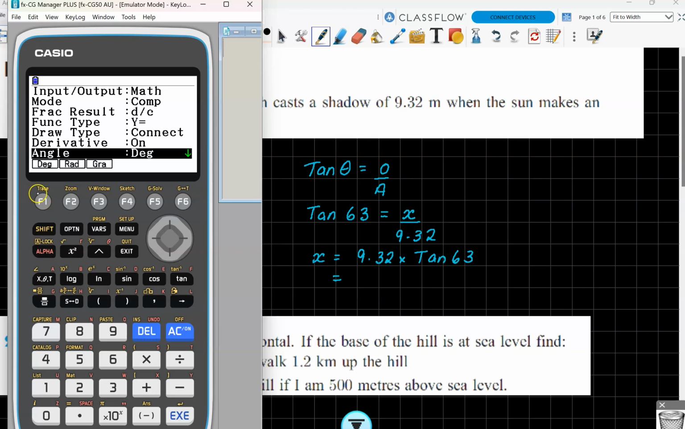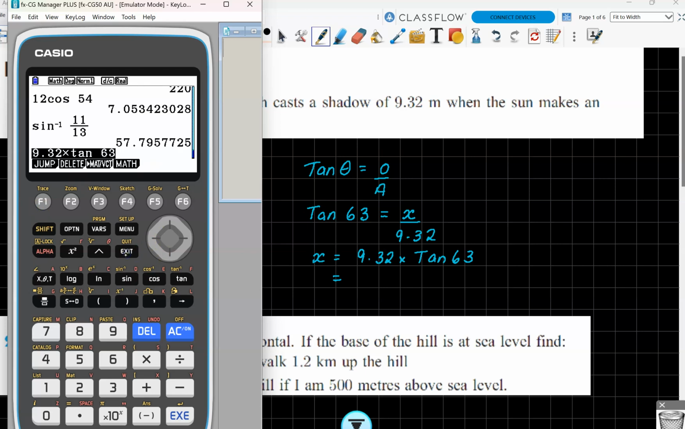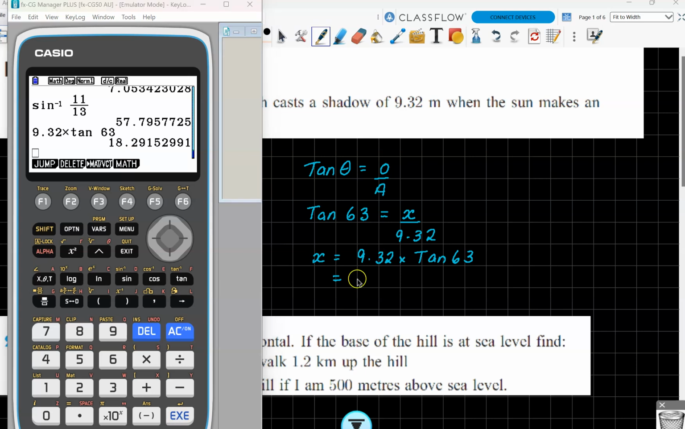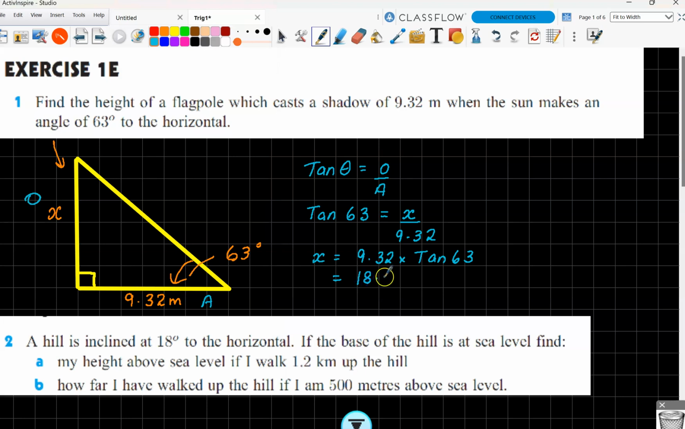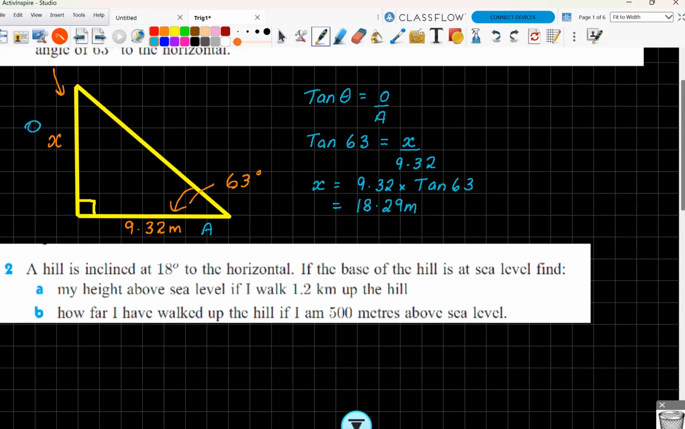We want to just press F1 underneath degrees. Press the F1, it changes into degrees, and then you press exit. So there we have it, and press enter. So the height of the flagpole is 18.29. Okay, and now let's have a look at the next one.